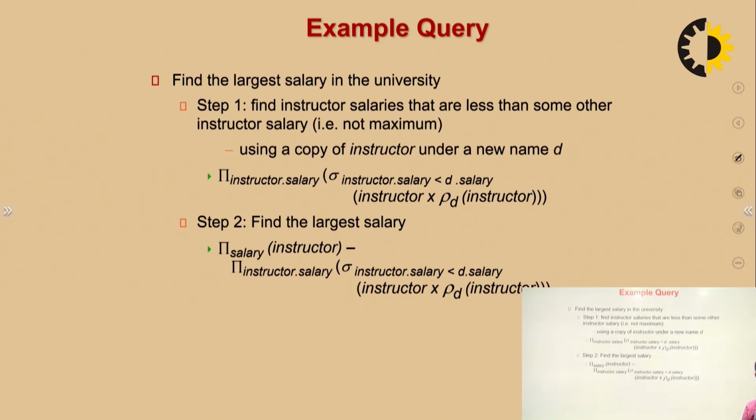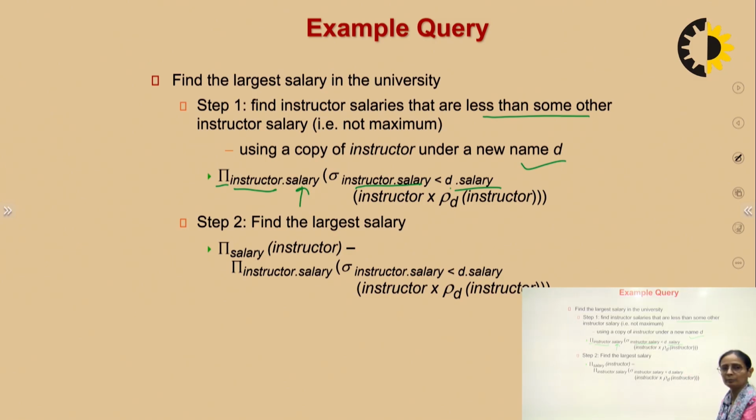This is a simple query. Find the largest salary in the university. So, find the instructor salaries that are less than some other instructor salary. No, that is not the maximum. We are not yet saying the largest salary in the university; we use a copy of instructor under a new name d. We are storing it. So here pi, but on which particular column? That is salary. This is the name of my table, instructor.salary. Here instructor.salary is less than d.salary.